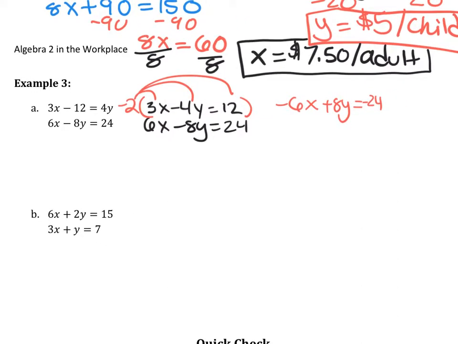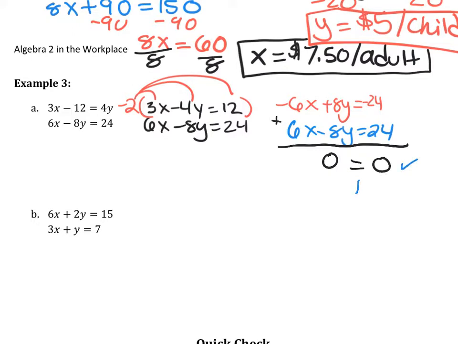My second equation didn't change, so I'm going to copy that over. So we add together. Negative 6x plus 6x is 0. 8y minus 8y is 0. Negative 24 plus 24 is 0. Does 0 equal 0? Yes, this is true. So what does that mean? How many solutions? Infinite solutions.